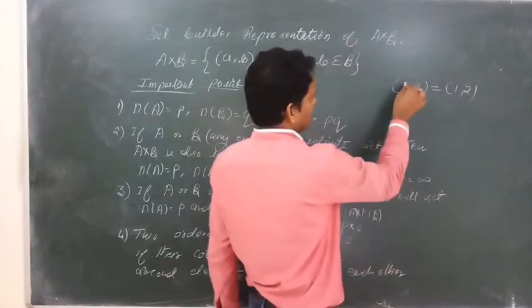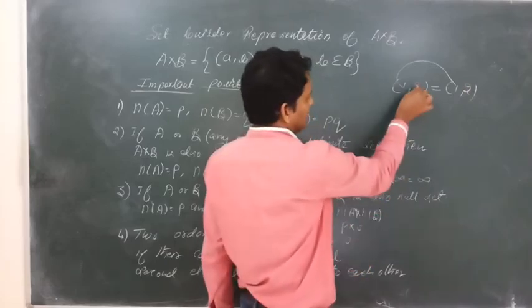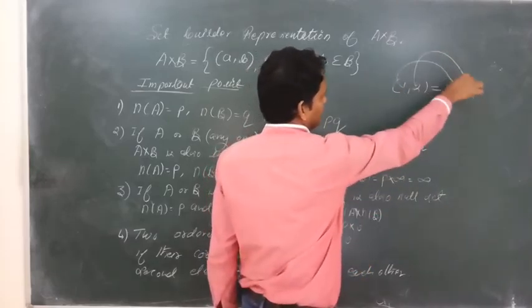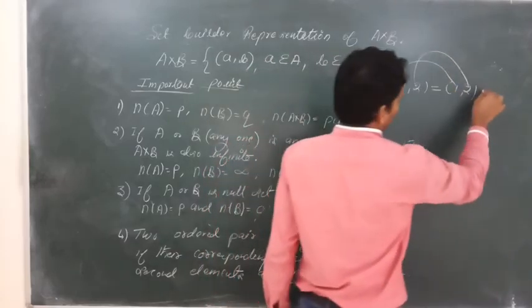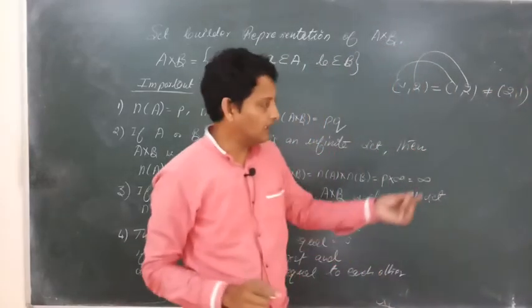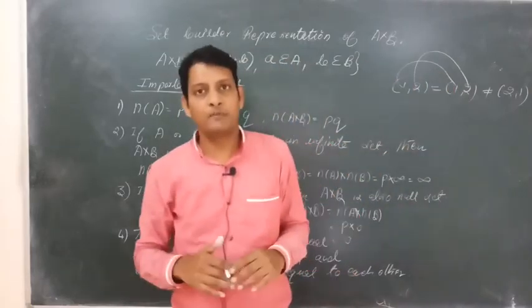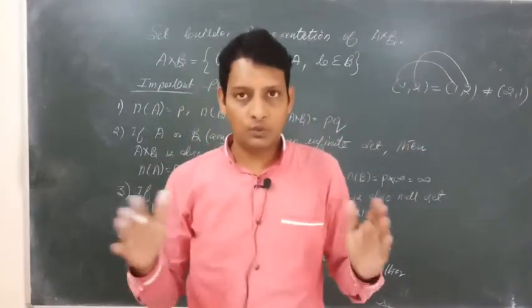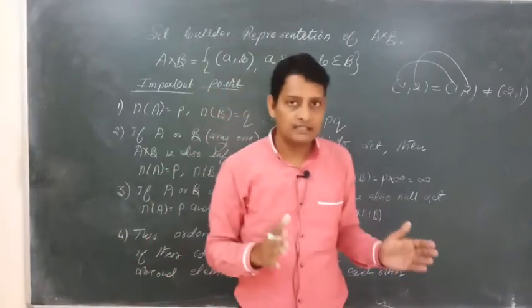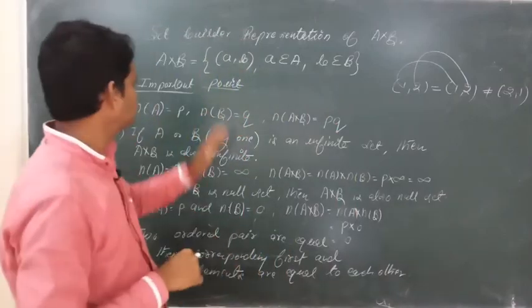in the sense that here the first element is 1, here also the first element is 1, and here the second element is 2, here the second element is 2. Children, it should not be (2, 1). If it is (1, 2), then it has to be (1, 2). So two ordered pairs are called equal when the first element of both and the second element of both are the same.